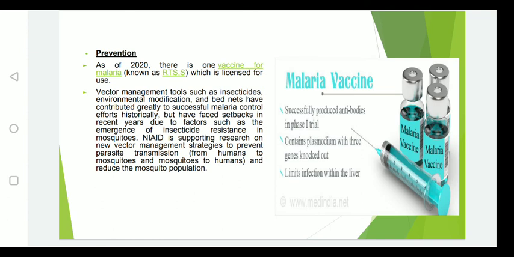Okay, NIAID is supporting research on new vector management strategies to prevent parasite transmission from humans to mosquitoes and mosquitoes to humans, and reducing mosquito populations and all. So we are giving supportive research for new vector management strategies for the prevention of parasite transmission from human to mosquito and mosquito to human.